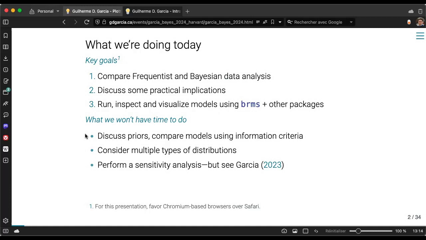For example, the discussion of priors. We'll talk about priors, but we won't compare different types of priors and all that in the actual models. Or model comparison using information criteria or things like cross-validation and all of that.